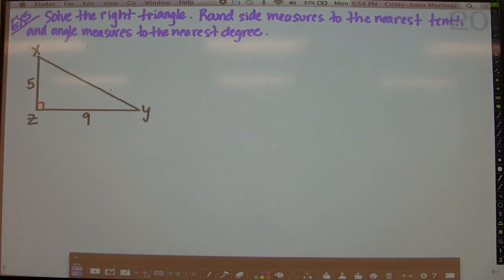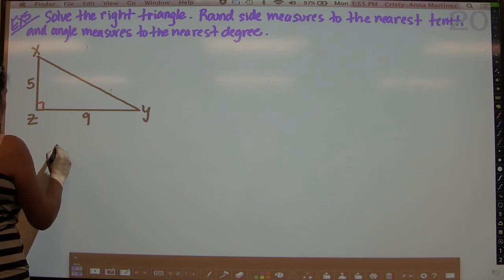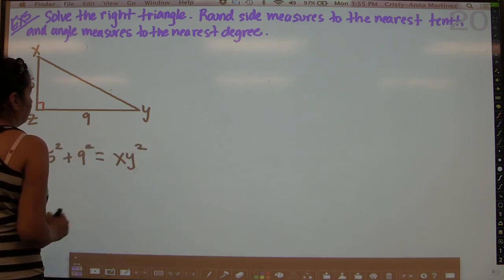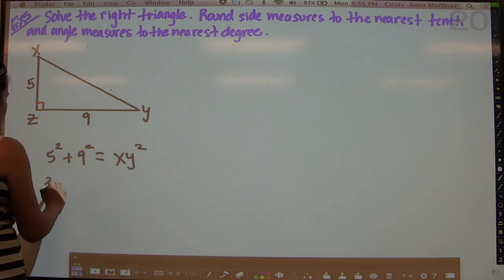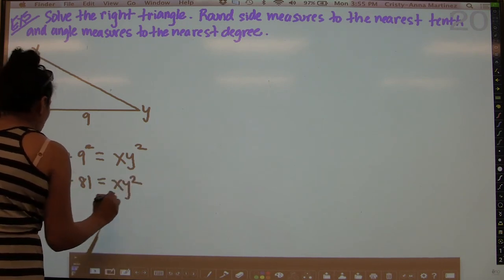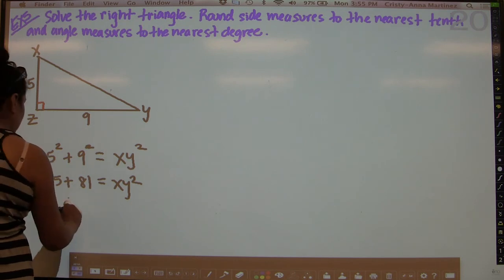It says solve the right triangle. Round side measures to the nearest tenth and angle measures to the nearest degree. So they don't want any decimals for the angle measures. So we can use the Pythagorean Theorem to find xy. So we can say 5 squared plus 9 squared equals xy squared. That's the hypotenuse there. 5 squared is 25, 9 squared is 81. And so 25 plus 81 is going to give us 106.